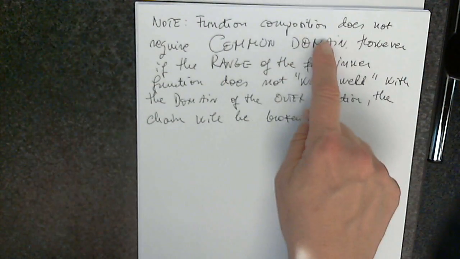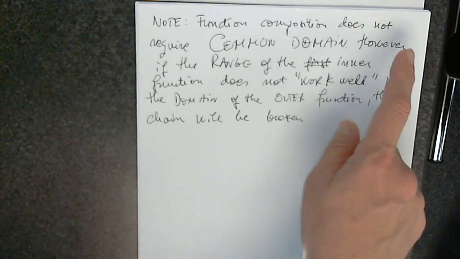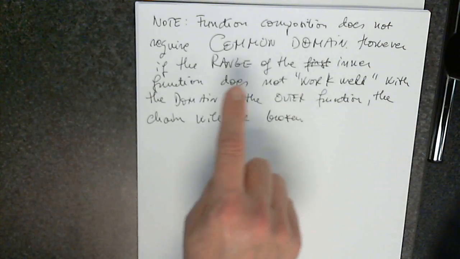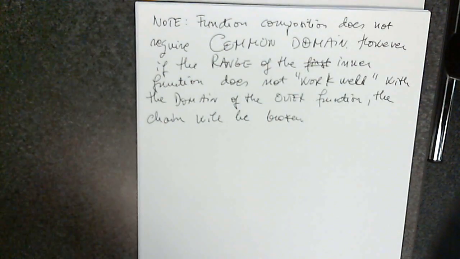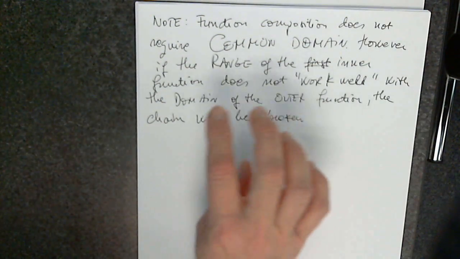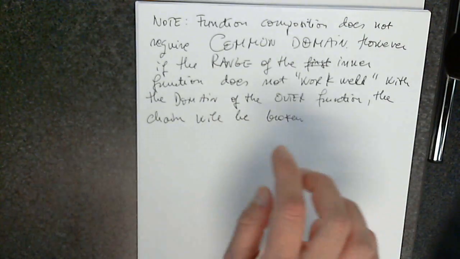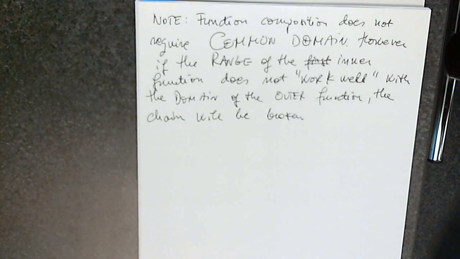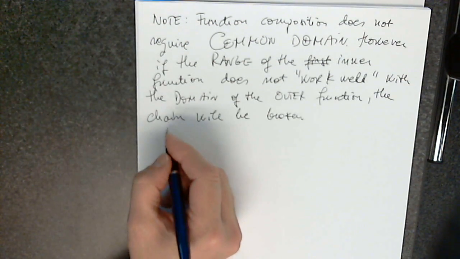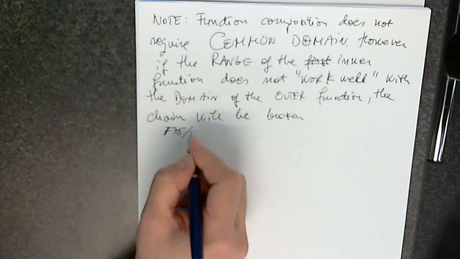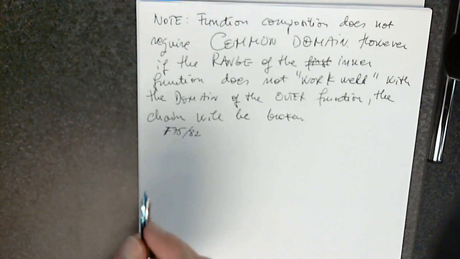So one more time, function composition does not require common domain. However, if the range of the inner function does not work well, and you know what I mean by work well, with the domain of the outer function, the chain will be broken. In other words, f of g or g of f does not exist. Okay? I would like to look at a few problems, 75 through 82 on page 298.